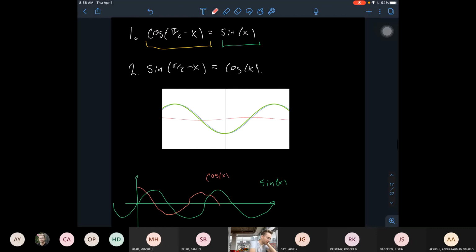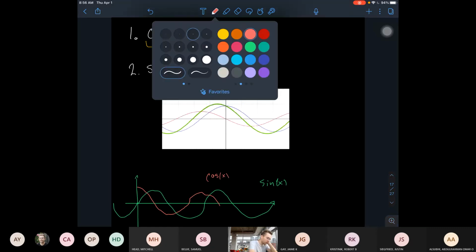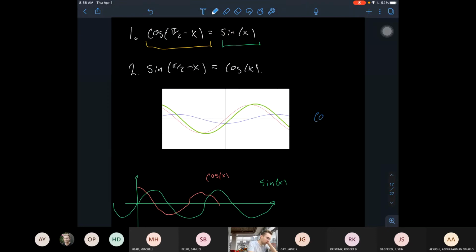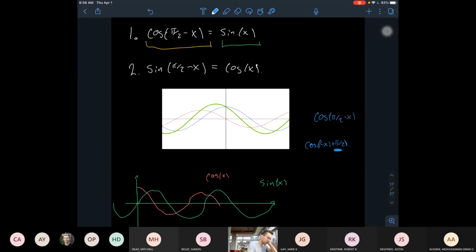Well, what does cosine of pi over 2 minus x look like? Well, cosine of pi over 2 minus x is the same as doing cosine of negative x plus pi over 2. And if we remember, what we should do is apply the horizontal shift first. So we're going to take our cosine function and move it pi over 2 units to the left. Okay, and then we're going to reflect.